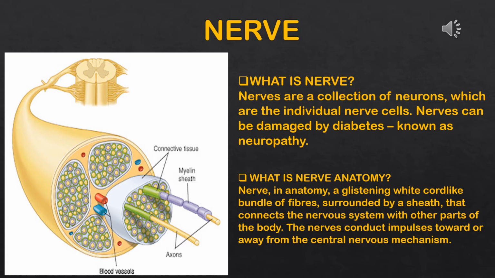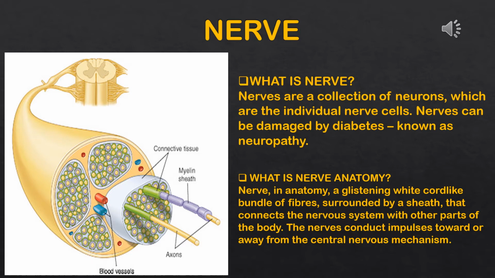What is nerve anatomy? Nerve, in anatomy, is a glistening white cord-like bundle of fibers surrounded by a sheath that connects the nervous system with other parts of the body. The nerves conduct impulses towards or away from the central nervous system, that is CNS.